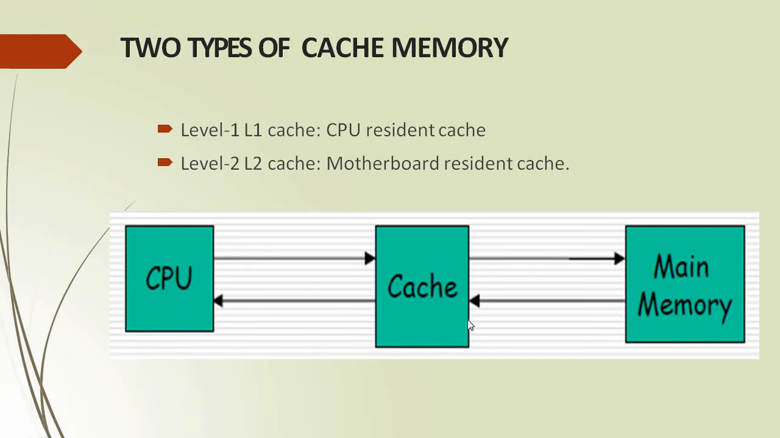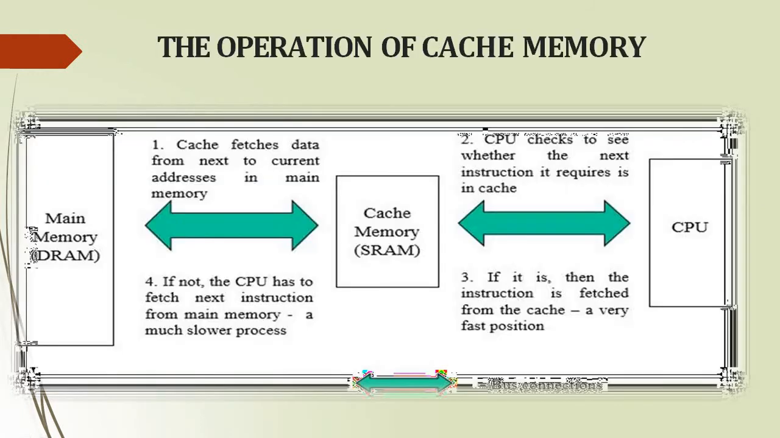So cache acts as an interface between CPU and main memory. It is the role of cache to interact with both the CPU and main memory. If the CPU wants data again and again, main memory stores it inside the cache, so the CPU can directly interact with the cache, which increases the speed of the CPU. Here is how the CPU works with the help of cache. The operations of cache memory are mentioned here.